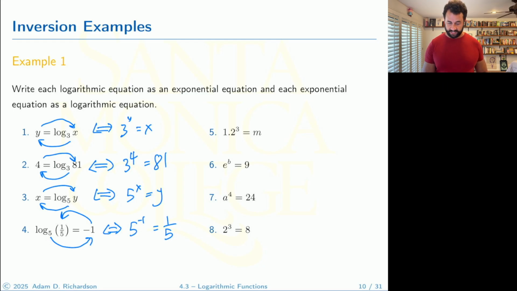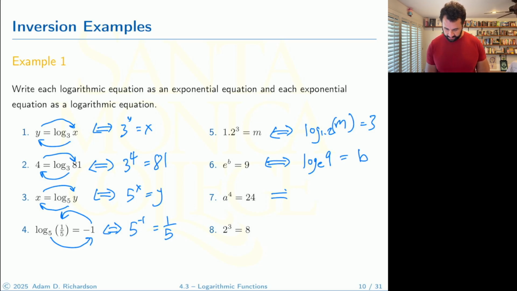Okay, now let's do it together here. We're writing it in log form. So the base is still the base. So this is going to be log base 1.2 of m equals 3. There it is. So what switched was inputs and outputs, but the base remained the same. Okay, this one is going to be log base e of 9 equals b. Okay, this one's going to be log base a of 24 equals 4.